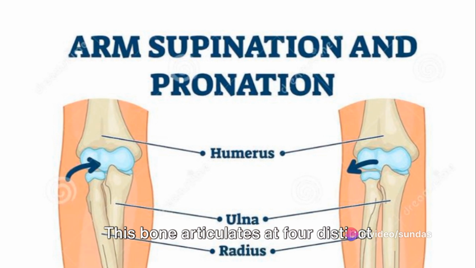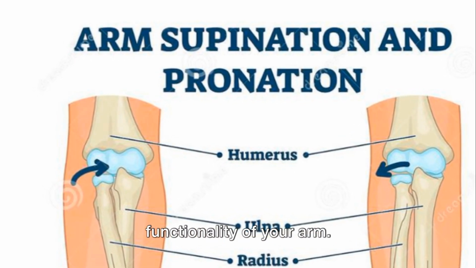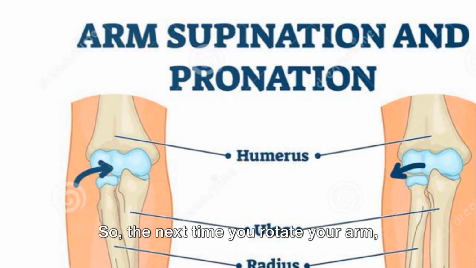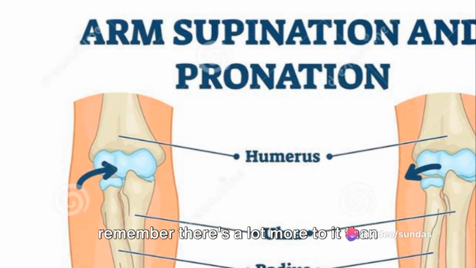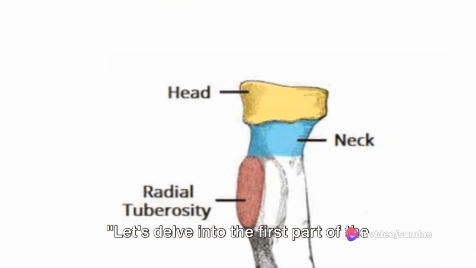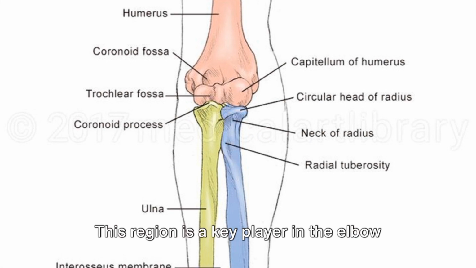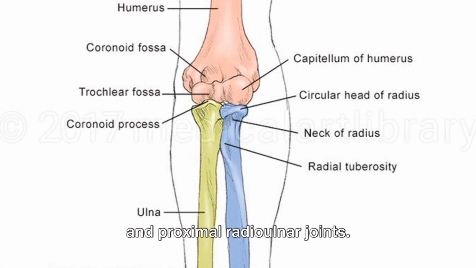This bone articulates at 4 distinct points, each contributing to the dynamic functionality of your arm. So, the next time you rotate your arm, remember there's a lot more to it than meets the eye. Let's delve into the first part of the radius, the proximal region. This region is a key player in the elbow and proximal radioulnar joints.